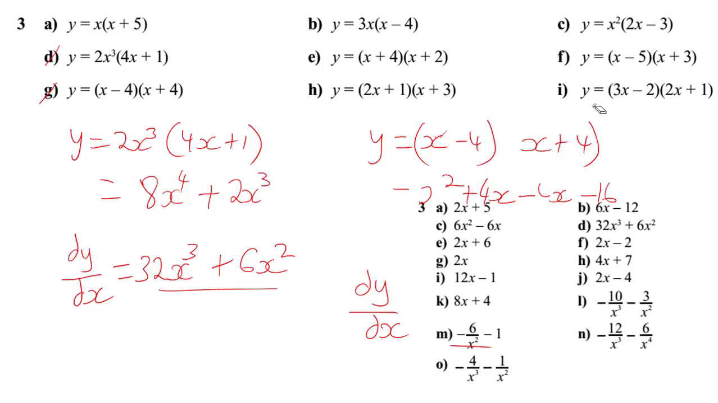Okay. Now, question I, the first thing you need to do is just expand the bracket, just like we did here. So times 3x by this, and then times minus 2 by this, and then simplify. Then from there you differentiate. It's the same method. Okay.